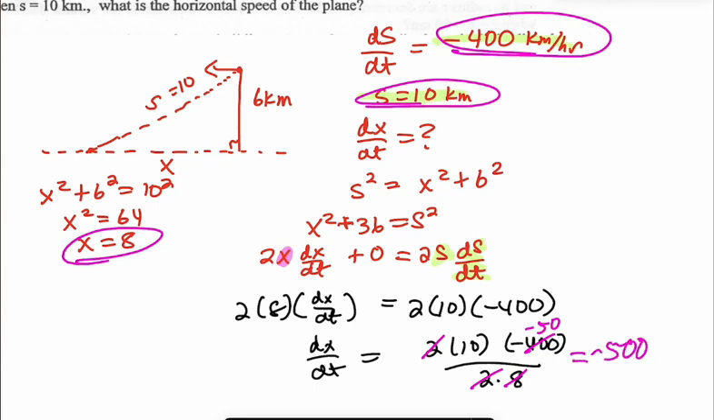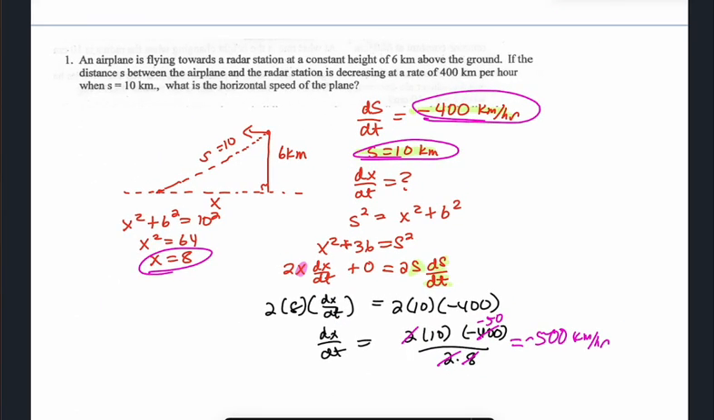Now, these are word problems, so I want units. x is in kilometers, and the time was in hours, so dx/dt is in kilometers per hour. Now, why is it negative? The reason it's negative is that the ground distance between the plane and the radar station is decreasing, so x is decreasing. You should expect a negative number when the quantity whose rate you're finding is getting smaller. Okay, so that is number one.